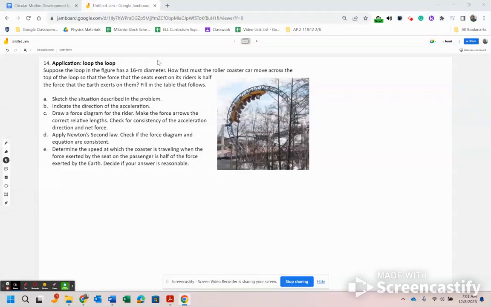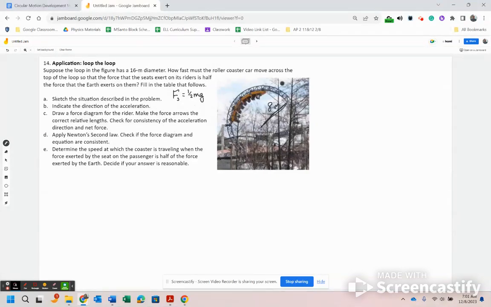Okay, so we have a roller coaster traveling in a loop-the-loop, where the track itself has a radius of 8 meters. Okay, problem, it gives you diameter. And there's a condition here that the force the seat exerts on the riders is half of the force that the earth exerts on them. So that means the force of the seat is 1/2 mg.